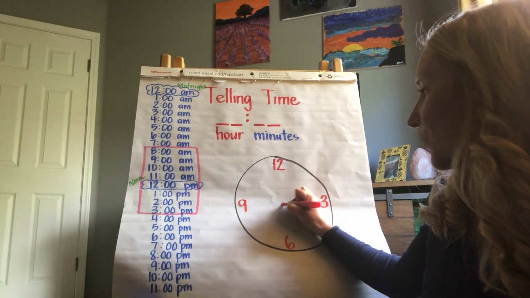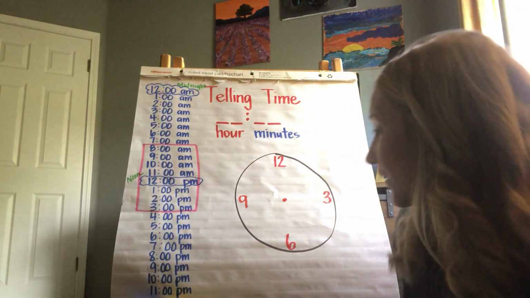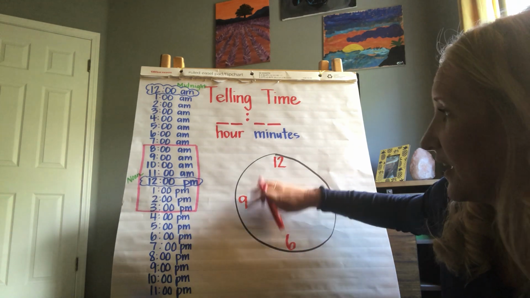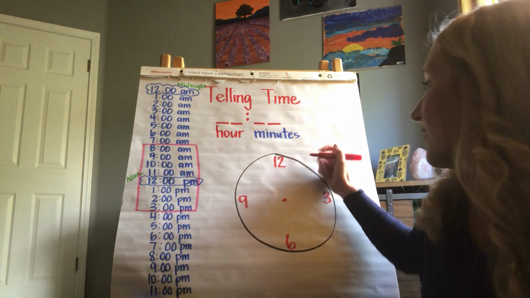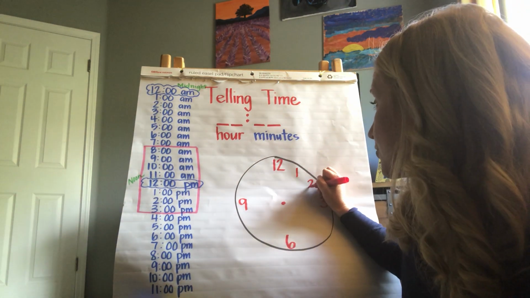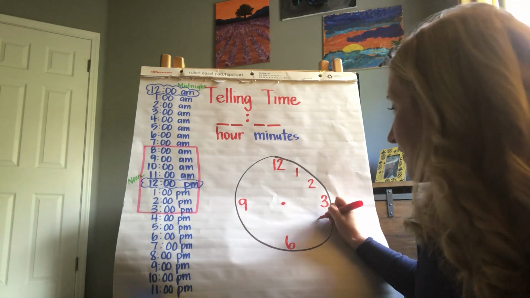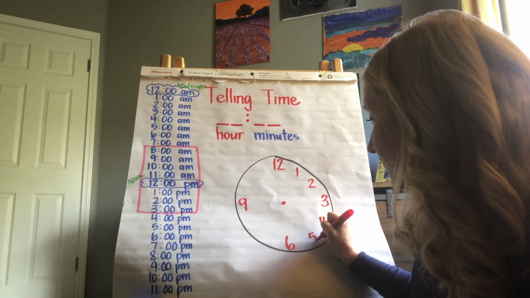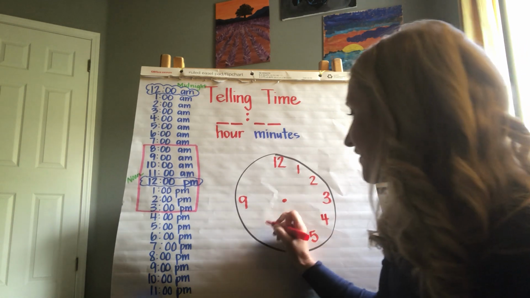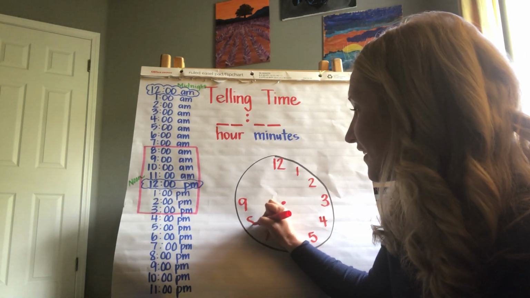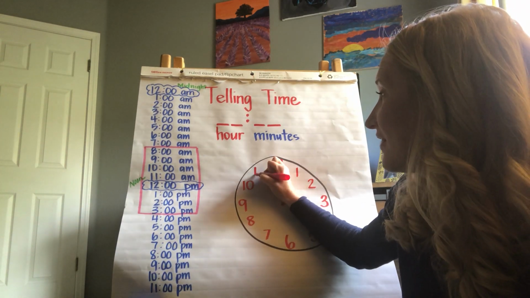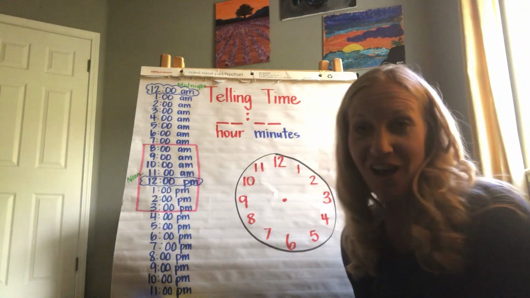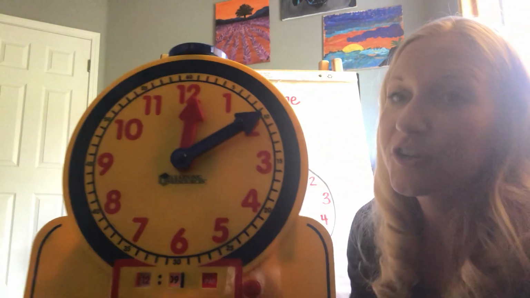Great. Now let's put a point in the middle. Now all we have to do is fill in the numbers in between. That's a little bit easier. It won't make our clock all messy. So 12, 1, 2, 3, 4, 5, 6, 7, 8, 9, 10, 11. There's our clock.